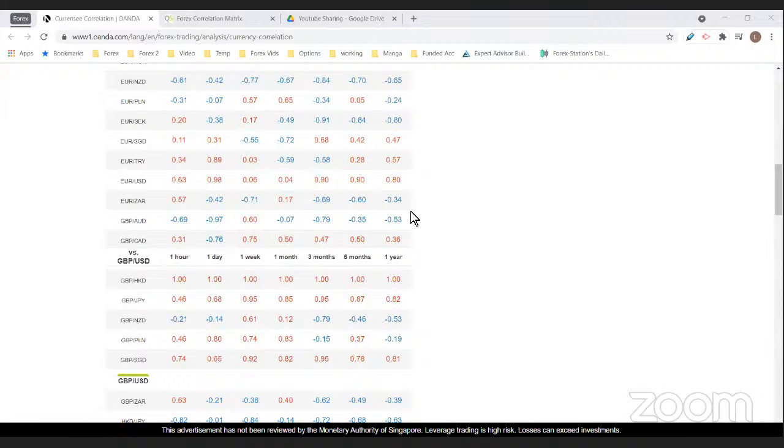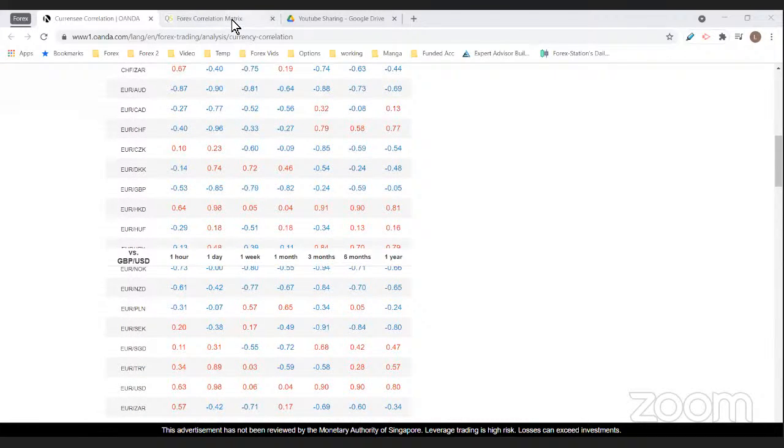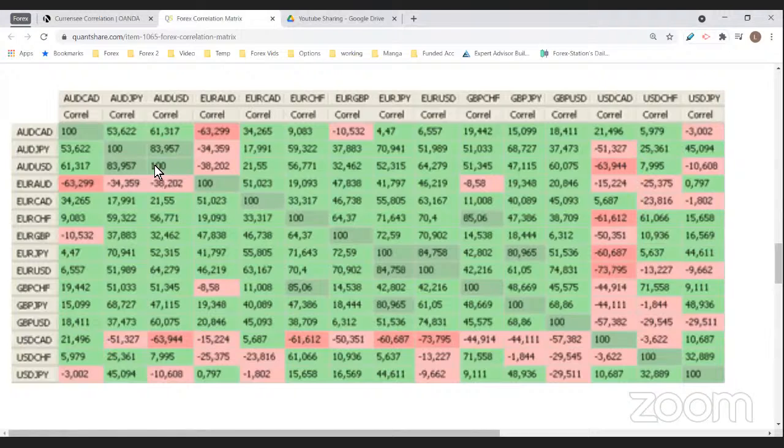So correlation, what is it? Correlation, simply speaking, if one pair moves, and if there's a high correlation, it should affect similar pairs.